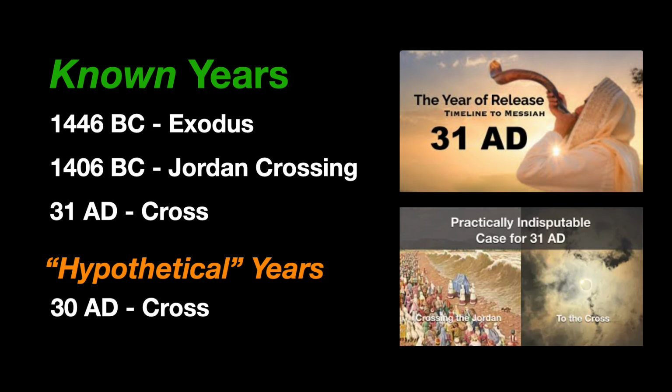So we have the 1406 Jordan crossing, which is 40 years from Exodus. And then we have the 31 AD cross. And then just for fun, I threw in the hypothetical 30 AD cross. You can apply this process to any year. So if you have a different theory, you can use this process to test your year as well.